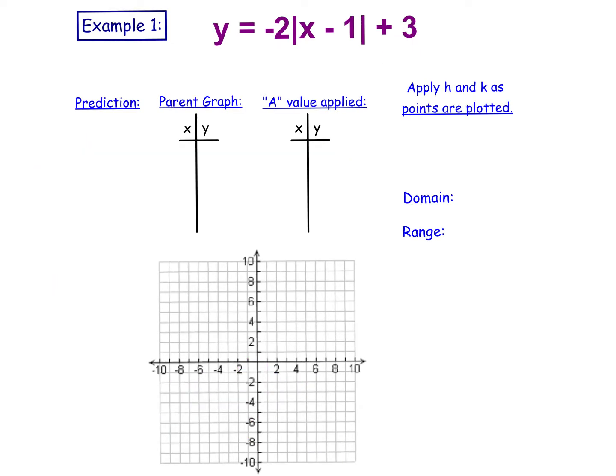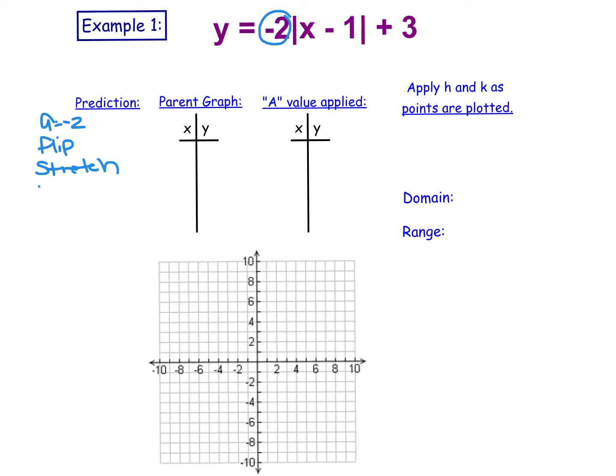All right, final example here. So I look at my equation and I study a, h, and k. My a value I notice is -2. So because a is -2, I expect to see a flip because of the negative number, and I expect to see a stretch to be twice as tall because of the 2.